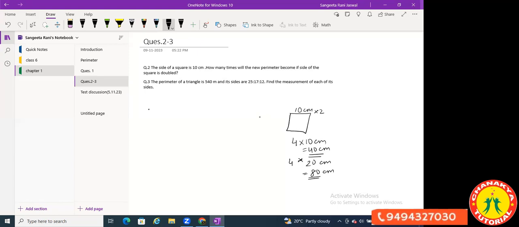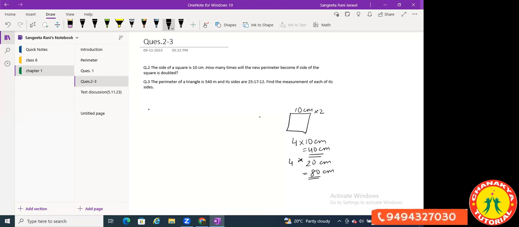Yes. The side of a square is 10 centimeters. How many times will the new perimeter become if the side is doubled? Everybody, please do it in the statement form. Write the statement clearly. Side of the square is 10 centimeters. Perimeter of the square is 4 into 10 centimeters, which is equal to 40 centimeters.